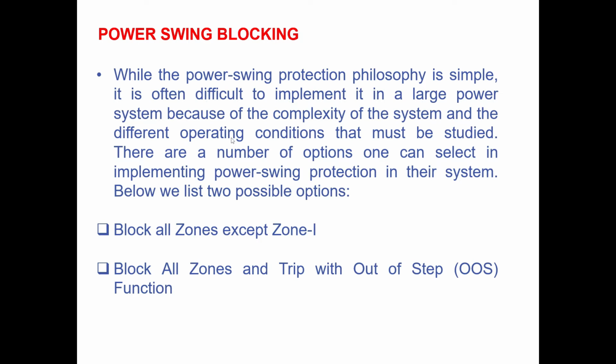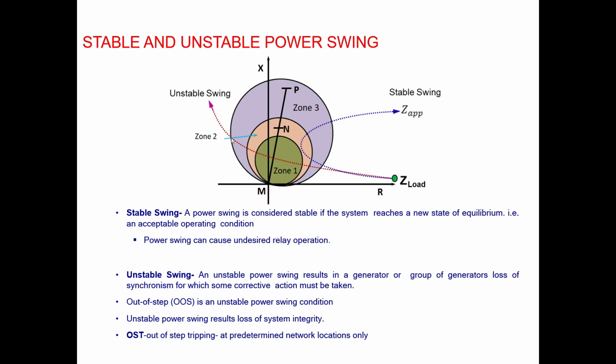And basically, in the out of step function, a specified portion of your grid is isolated using the out of step protection functions, and then the remaining portion of the grid operates in the islanding mode. This I have already explained in the beginning of the slides itself, what is the stable and unstable power swing.